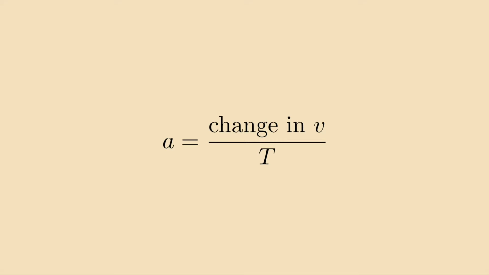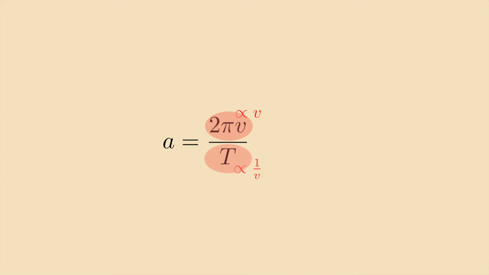More precisely, remember that acceleration is change in velocity over time. In our case, that is the velocity circle's circumference divided by the period. The circumference is proportional to v, but the period is actually inversely proportional to v. As a result, a increases as the square of velocity.